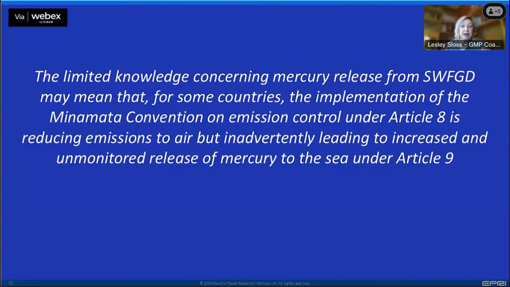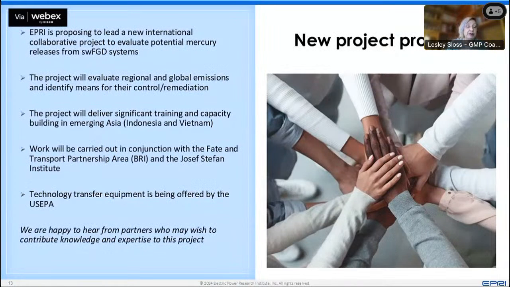Next slide, please. And we have proposed a new project, which will be run under my new company that I now work for, EPRI, the Electric Power Research Institute in America, where we want to look at information that's published. We want to go out to some of these plants in the emerging economies and confirm whether or not this mercury is going into the estuaries and the waters. Perhaps it isn't, perhaps we're panicking about nothing, but the mercury's not going nowhere. It's going somewhere and we need to work out where it is. We're working closely with the Fate and Transport Area, the BRI group, and the Jožef Stefan Institute in Slovenia, and we are being very kindly gifted equipment from the US EPA on this project. And we received confirmation in the last week that this project has funding and will be going ahead.